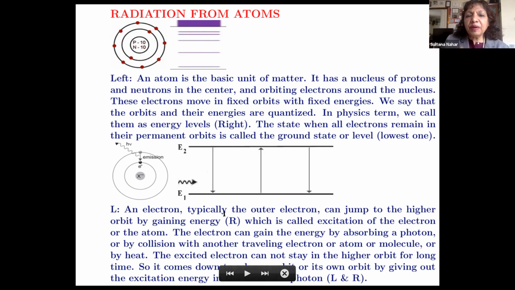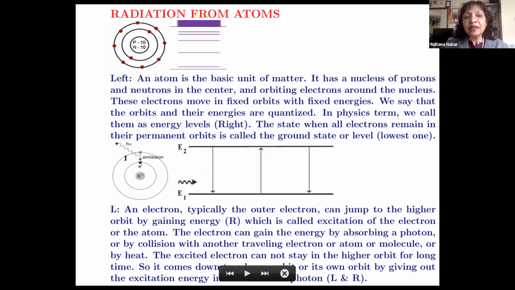So typically the outer electron jumps to a higher orbit by gaining energy, which is called excitation of the electron or the atom. The electron can gain energy by absorbing a passing-by photon, or it can gain energy from a collision with another electron or atom or molecule, or if it is excited due to the heat around it, high temperature, it can go to an excited level.